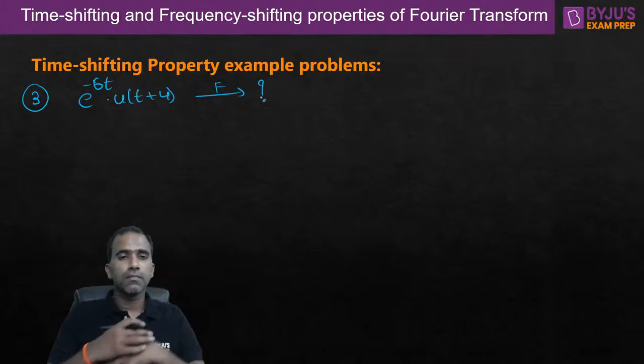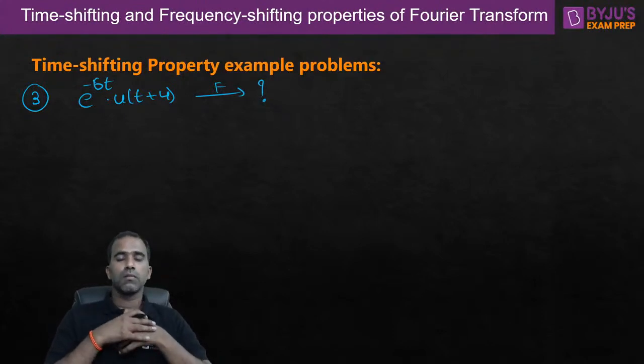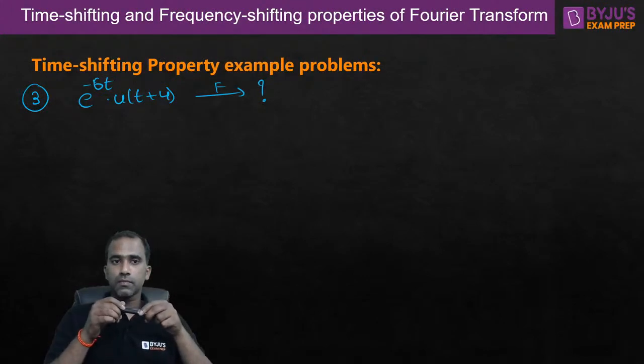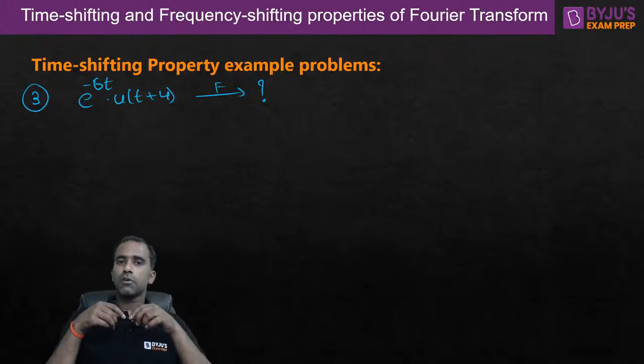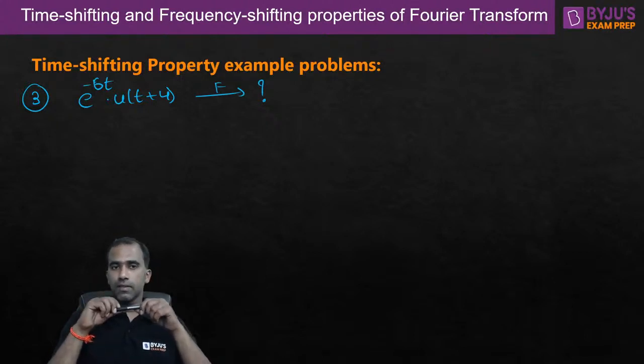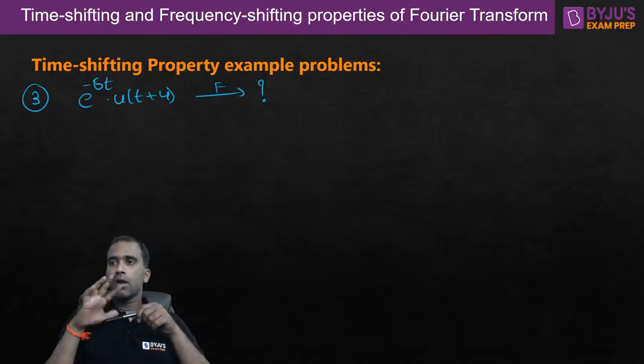Understand carefully. Try this one out. Same t plus 4 you are not seeing in both places. When you are not seeing it, there is no direct formula or direct property to find it. You have to express it in the form of a shifted version of the signal. So what we have to do is adjust it in such a manner that you can get it into the required format, the format that you are comfortable with.